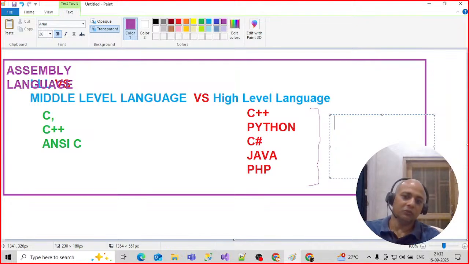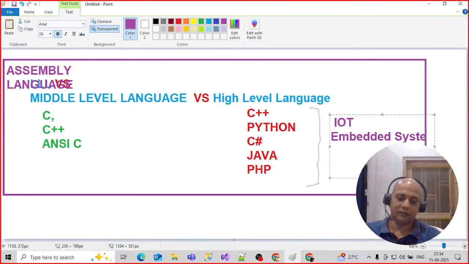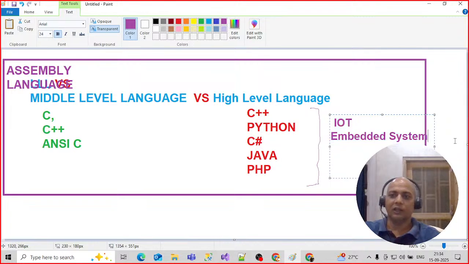Suppose you want to work on IoT applications. Which programming language is better suited for IoT devices, for embedded systems? We create embedded systems, so which programming language is better for them? Accordingly we choose which programming language we are going to study, not randomly taking just one thing.